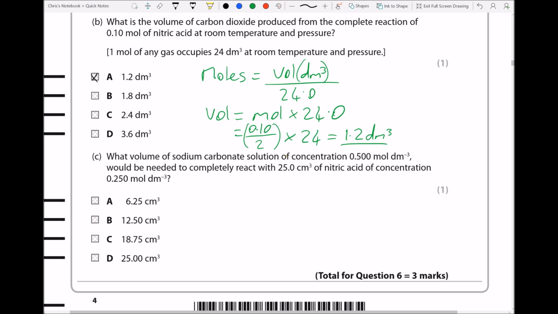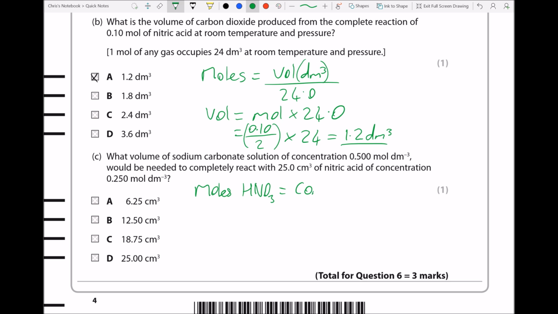Now they've given us the concentration, 0.5, so we'll probably use that later on. But we know this one though, 25 centimeters cubed of nitric acid of concentration this. Now because we know a volume and a concentration, guess what? We can work out the moles, and that's exactly what we're going to do. So we're going to work out the moles of nitric acid first. Okay, so we're going to write this in green. So this is the moles of HNO3, that's nitric acid.